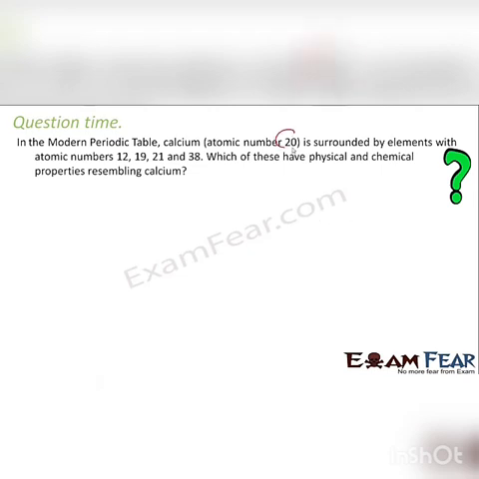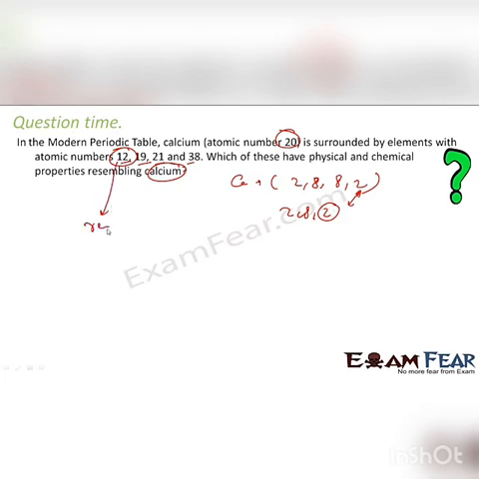The question says calcium, atomic number 20, is surrounded by elements with atomic numbers 12, 19, 21, 38. Each of these should have similar properties as calcium. So we have to find the electronic configuration. Calcium is 2,8,8,2. Correct. Now this one is 12, so 12 becomes 2,8,2. So the number matches. Thus I can say that this element resembles the property of calcium.